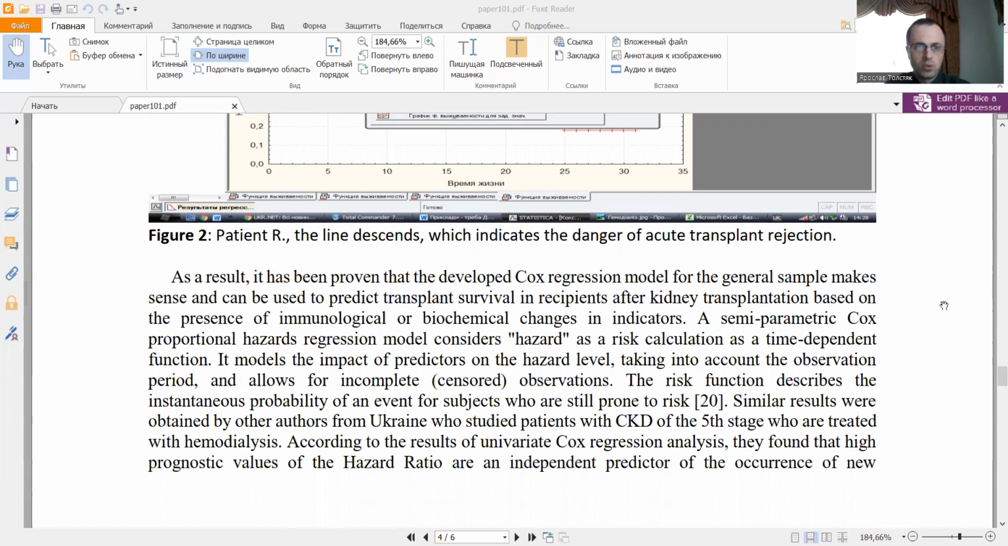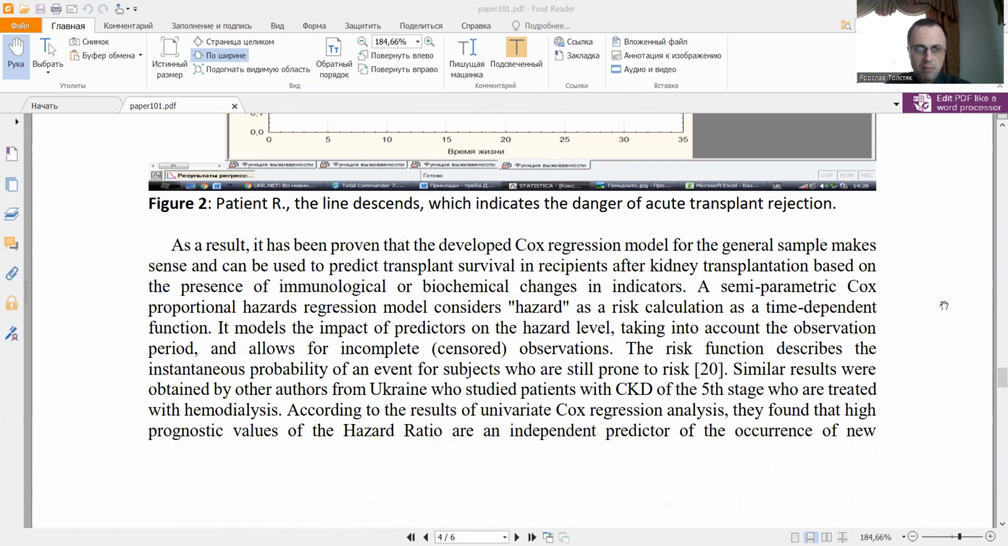A semi-parametric Cox Proportional-Hazards regression model considers hazard as the risk calculation of a time-dependent function. In the model, the impact on the hazard level allows for censored observations of the duration period. The response is described as the instantaneous probability of the event. Similar results were obtained by other authors from Ukraine who studied patients with CKD stage 5 in their treatment with gamma analysis.